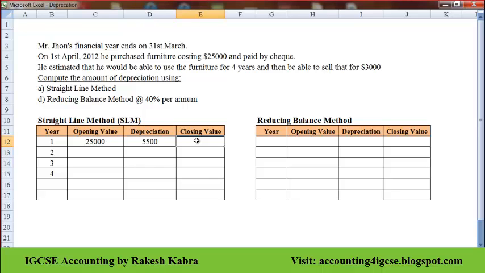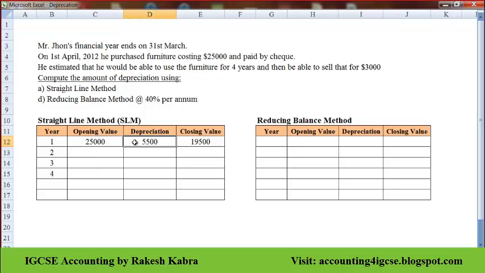Now what will be the closing value? From the opening value we subtract this depreciation. So at the end of the year the value of the furniture will be 19,500. When I bought the furniture, what was the value of the furniture? 25,000.